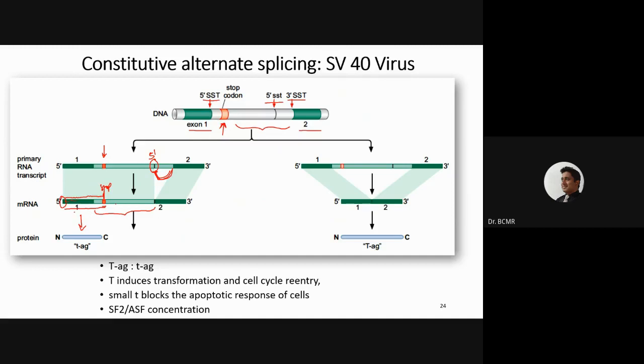Because of which the ribosome is never going to read the rest of it, because termination will happen here, translational termination. When we read translation, we will get into it. So it produces a small T antigen.